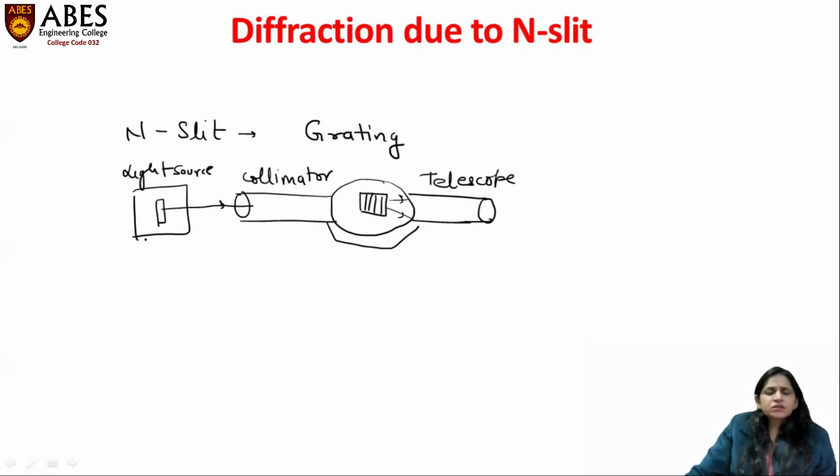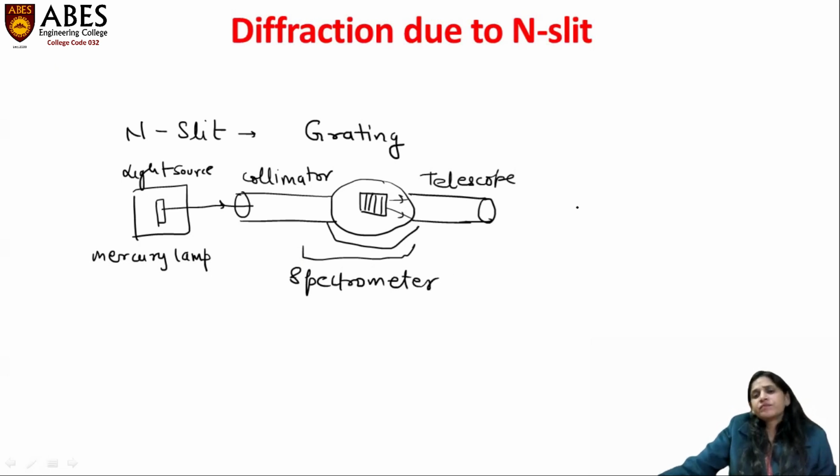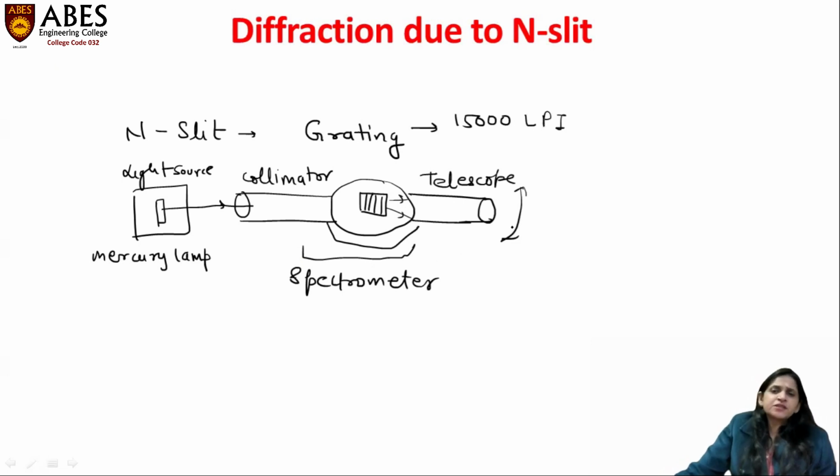Over here we have used a mercury lamp as the light source, and this whole thing is the spectrometer. When the diffraction pattern is formed due to the N slit grating, having 15,000 lines per inch, we observe that pattern from the telescope, rotating the telescope left and right and observing the main scale and vernier scale on the spectrometer.